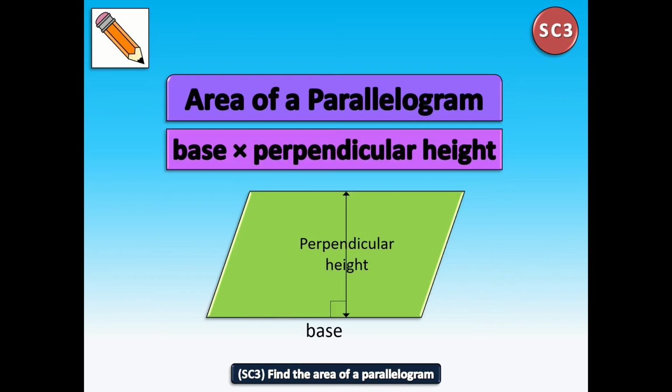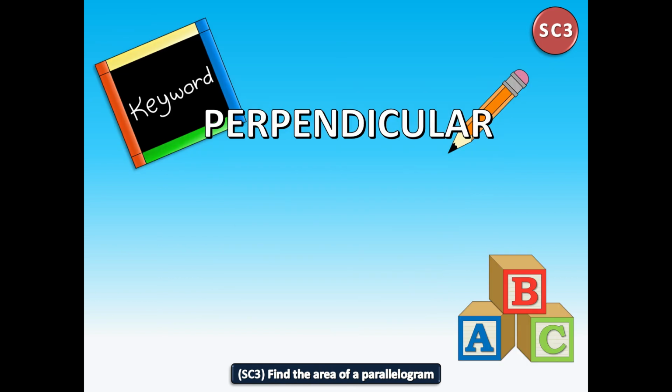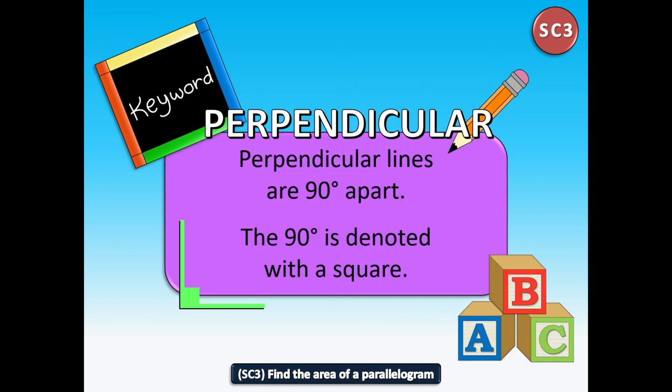So to find the area of the parallelogram, we need to do the base of it times by the perpendicular height. Now the perpendicular height just means it meets the base at a right angle. So perpendicular lines are 90 degrees apart, and we show this with a square.